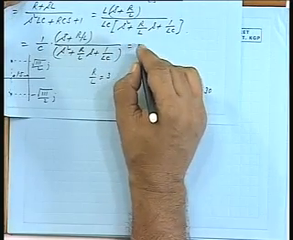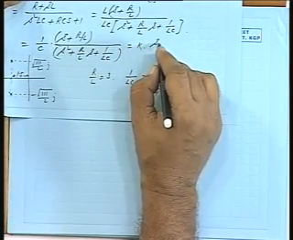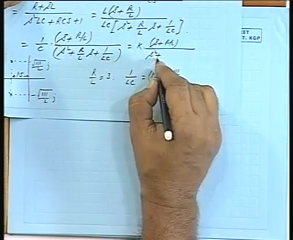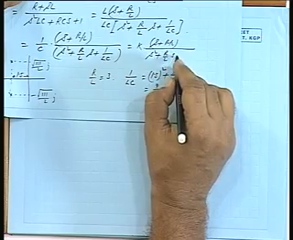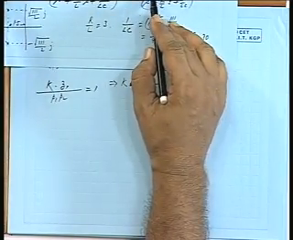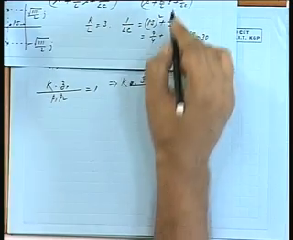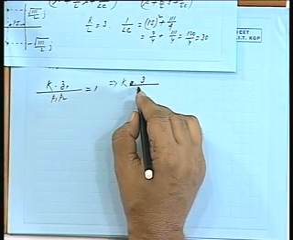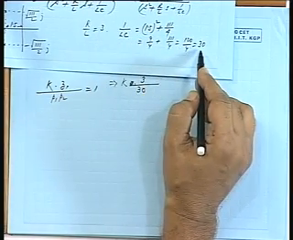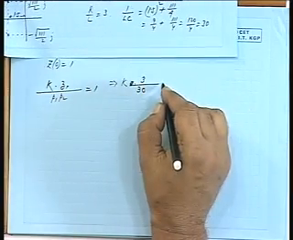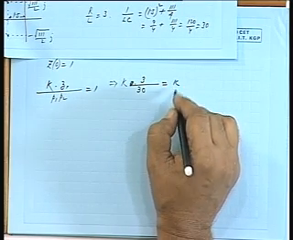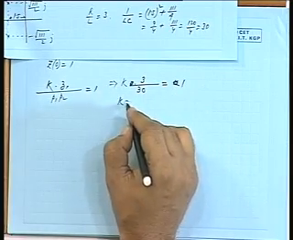See this is my K into S plus R by L, this is 1 root divided by S square plus R by L into S plus 1 by LC, is it not? So if I put S equal to 0, K into 3 divided by 1 by LC, that is 30. 1 by LC came out to be 30. Okay. So how much is K? That is equal to 1. So K equal to 10.